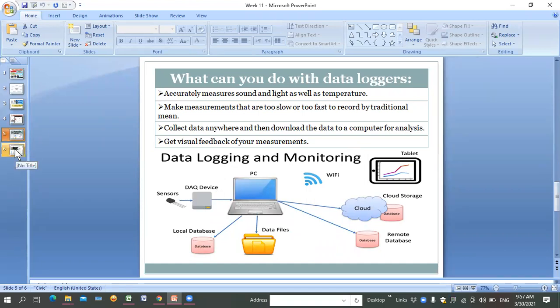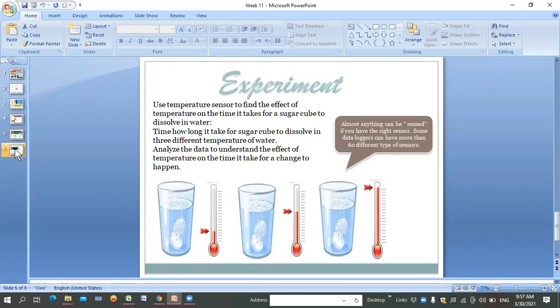There is a small experiment. If any of you have a thermometer at home, you can perform this experiment. We are doing this experiment practically without the help of a data logger, but if there is a data logger device, it can easily sense it. Almost anything we can sense if you have the right sensor. Some data loggers can have more than 60 types of sensors in one data logger device.